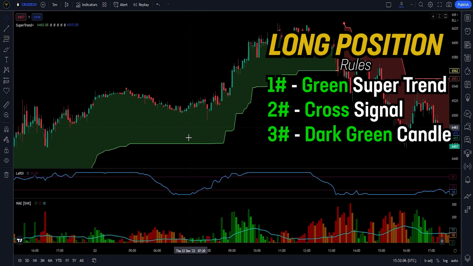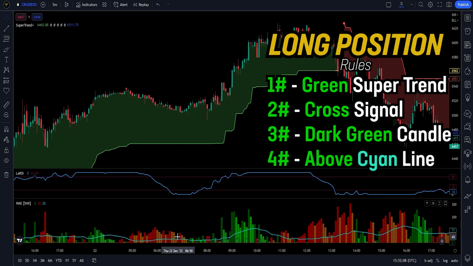Our 4th and final rule is that this dark green candle must be above this explosion line, which is this cyan line. This is basically an addition to our 3rd rule, which says that the candle must be dark green, and our 4th rule adds another condition to this indicator, saying that while it must be dark green, it also must be above this explosion line.